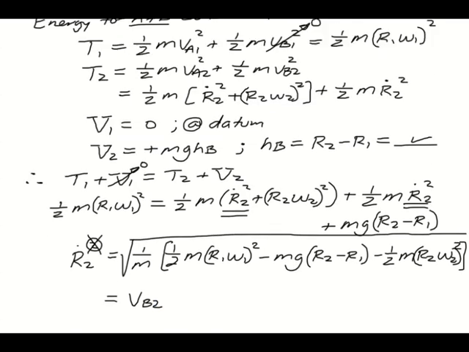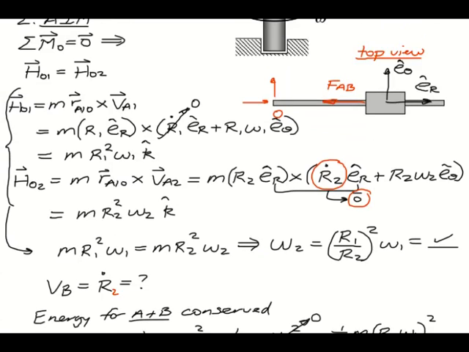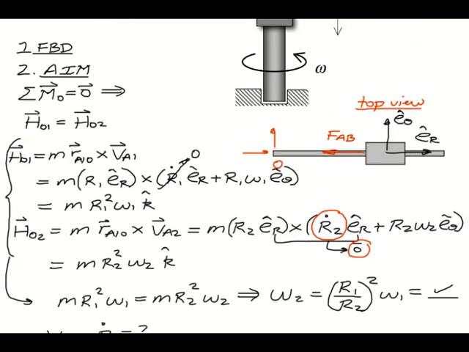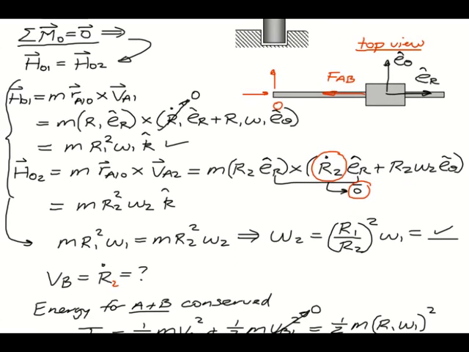Let's go back to see what we did. Well, the first thing we did was look at a free body diagram of A, and the only forces acting on A pass through point O. No moments about O, therefore angular momentum about O for A is a constant. Write HO initially: it is equal to m r1 squared omega 1 k. Do the same thing in position 2. We get m r2 squared omega 2. Set those equal and we get omega 2.